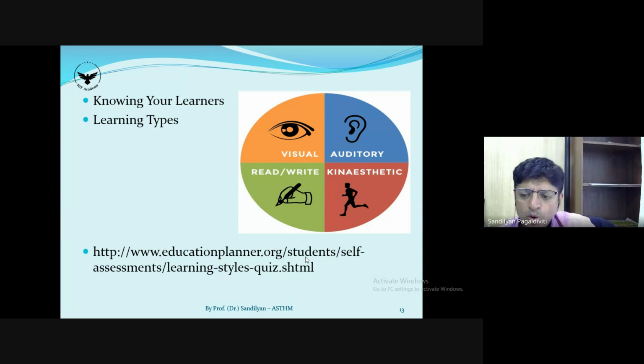I would strongly request all the participants here to focus on the first 2 points. Know your learners and what is their learning type. So there are broadly 4 to 5 different kinds of learners. There's a visual learner, there's an auditory learner, person who learns by read and write, and a kinesthetic learner who learns by doing. There is a link which I have shared at the bottom of the slide.